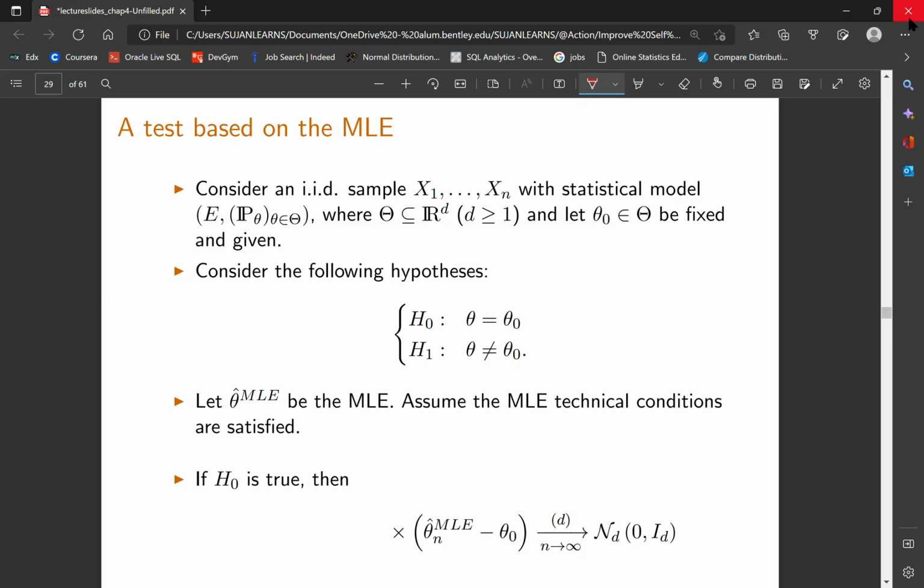Now let's assume we have two hypotheses. One hypothesis says that the parameter theta is equal to theta naught, and the alternative is that theta is not equal to theta naught.